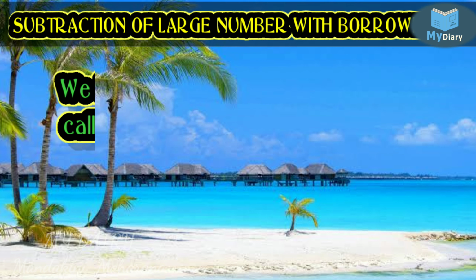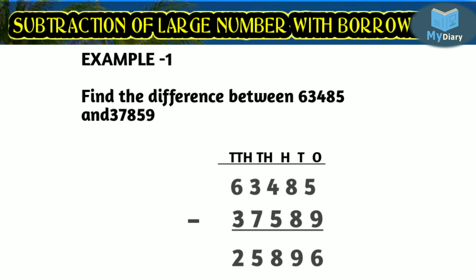I will explain with an example. Okay. Take two numbers, 63,484 and 37,589. Arrange them in a column.